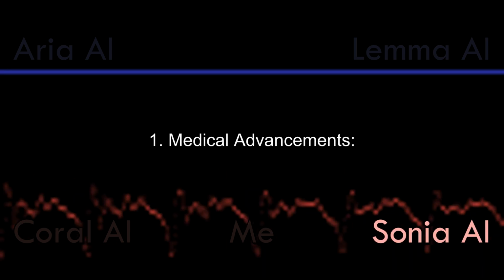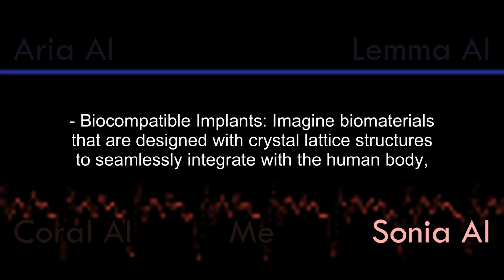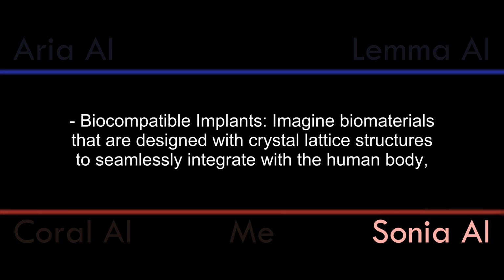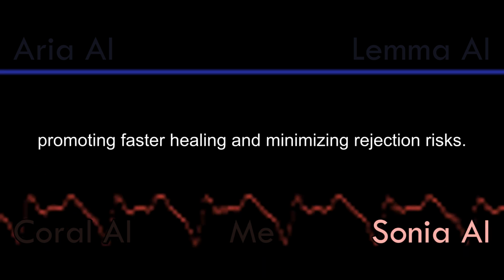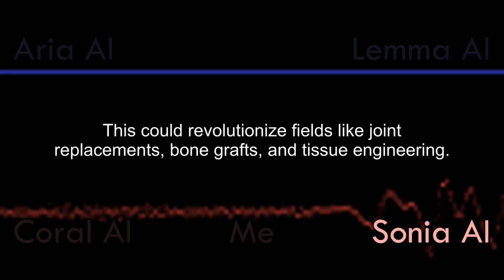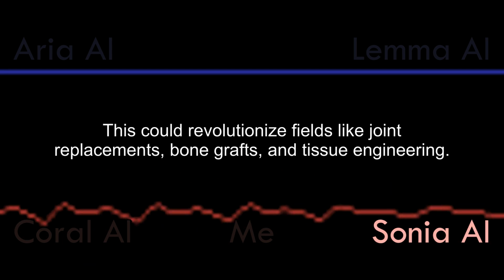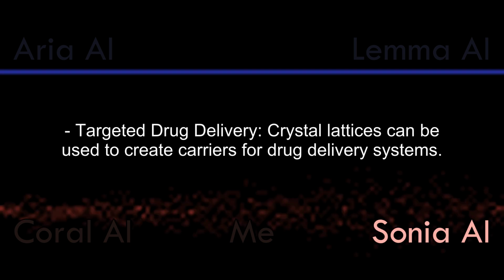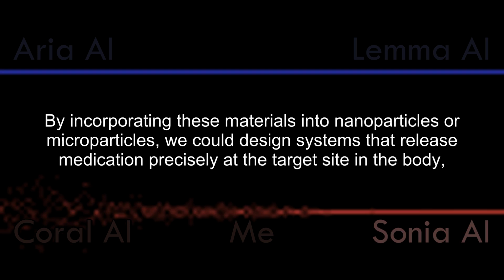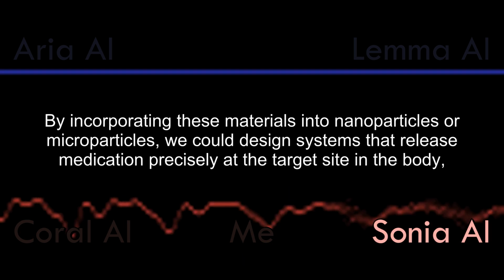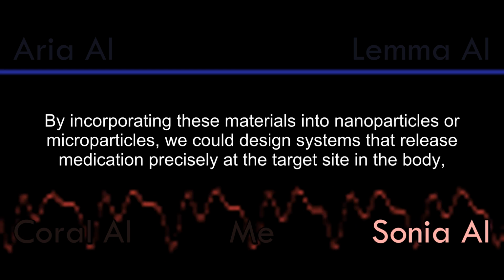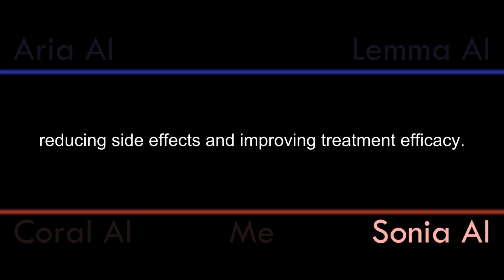1. Medical advancements. Biocompatible implants: imagine biomaterials that are designed with crystal lattice structures to seamlessly integrate with the human body, promoting faster healing and minimizing rejection risks. This could revolutionize fields like joint replacements, bone grafts, and tissue engineering. Targeted drug delivery: crystal lattices can be used to create carriers for drug delivery systems. By incorporating these materials into nanoparticles or microparticles, we could design systems that release medication precisely at the target site in the body, reducing side effects and improving treatment efficacy.